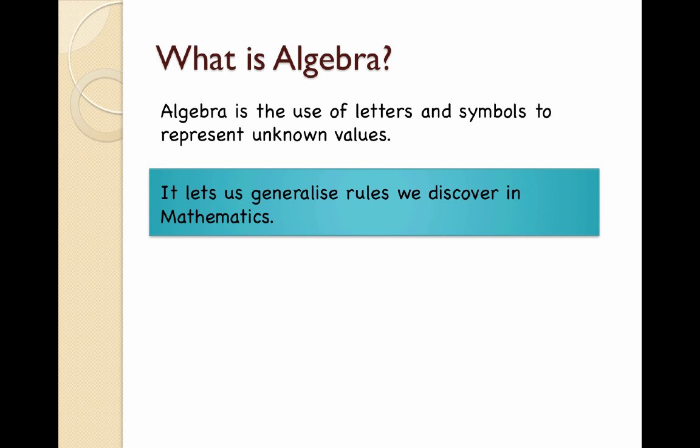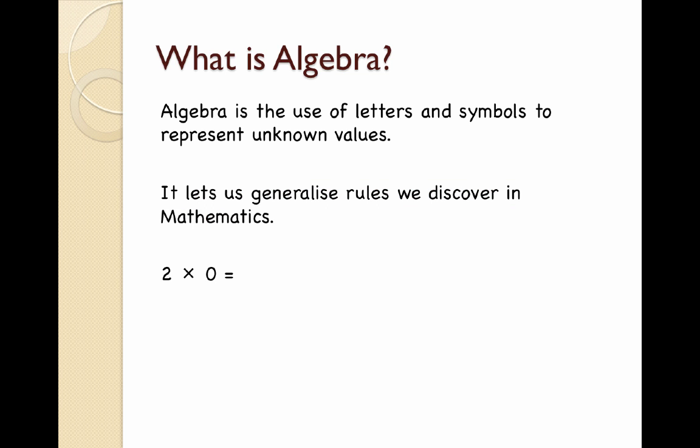Algebra also helps us to generalize rules that we discover in mathematics. We should know the rule that if you times a number by 0, you will get 0. It's like having a lot of nothing. You still have nothing. So 2 lots of 0 is going to give you 0. 3 lots of 0 is 0. 4 lots of 0 is 0. 5 lots of 0 is 0. A billion lots of 0 is still 0.